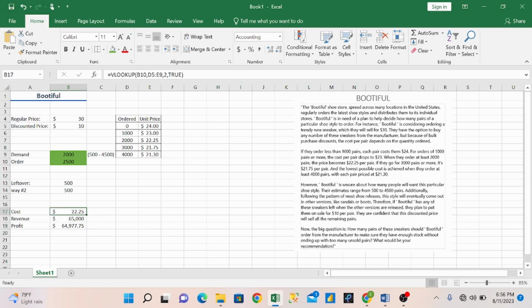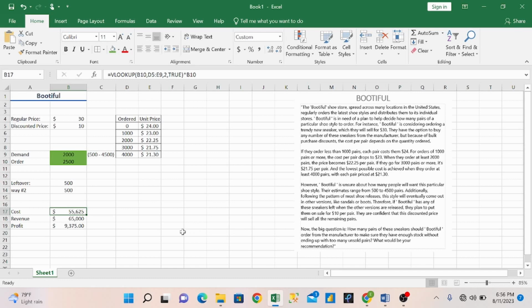Now you can see my total cost. Wait, I didn't multiply the total cost. Sorry. Multiply the total cost by this. Okay. Take away this. Okay. So you can see my total cost, my total revenue, and my profit. If you look at my calculations, it didn't answer any of these questions. The big question is how many pairs of these sneakers should Bootiful order from the manufacturer?